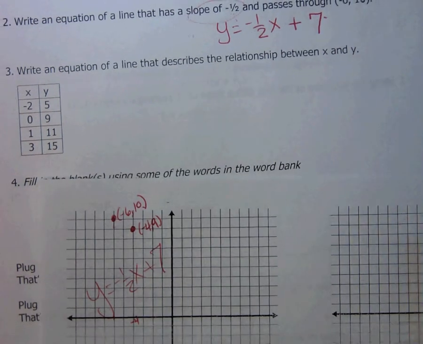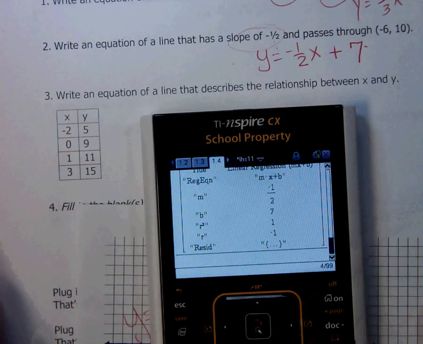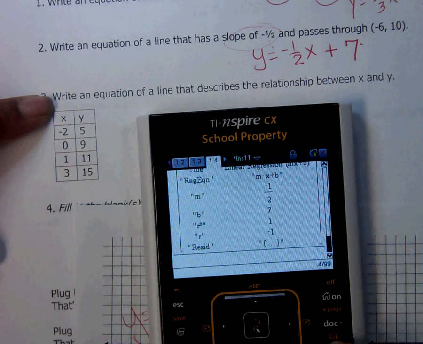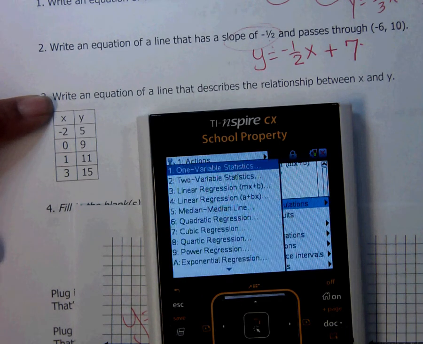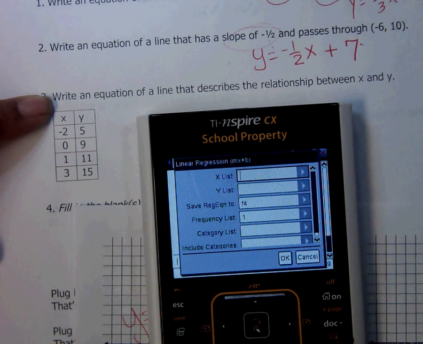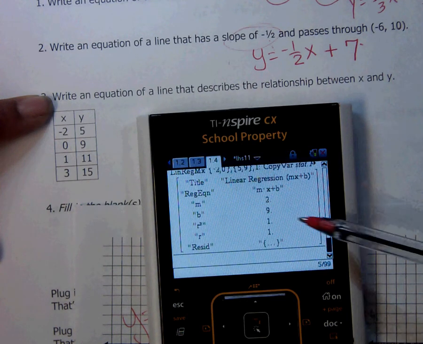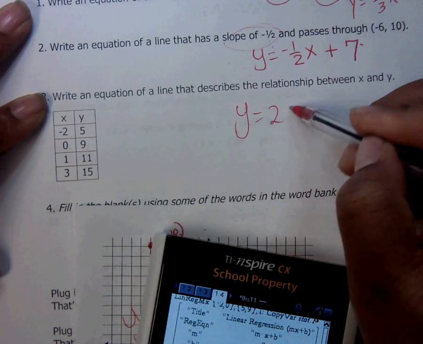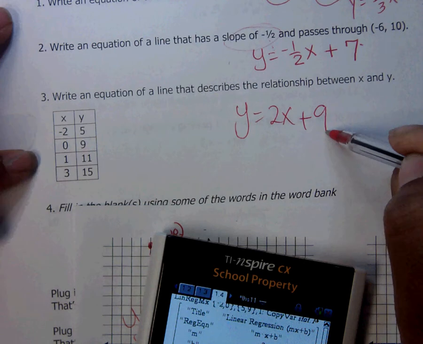On number 3, this is menu 613. Again, it is asking you to write an equation of a line. Menu 613. Control right, -2, 0. Control right, 5, 9. Enter. It gives me 2 for M, 9 for B. I am completed with this problem. Just that simple.